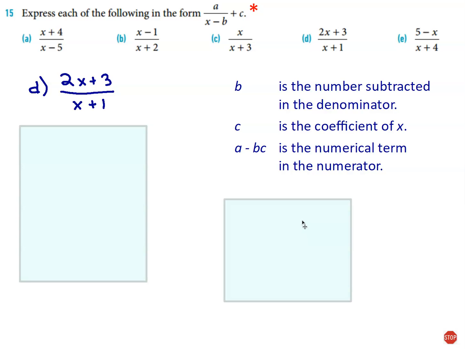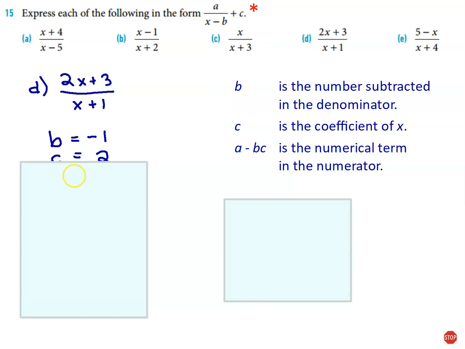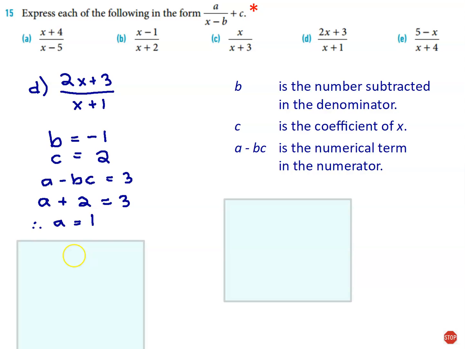Okay, well, b is the number subtracted from x, so b is negative 1. We got x subtract negative 1 is the same as x plus 1. C is the coefficient of x, so c must be 2. And then a take bc is the numerical term in the numerator, so a take bc equals 3. We know that b times c is negative 2, and a subtract negative 2 is a plus 2, and therefore a has to be 1, and there's the answer.